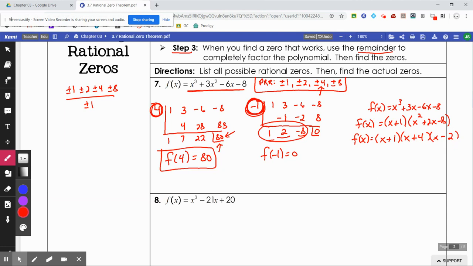And once I get to linear factors, guess what? Now I can find my zeros. My zeros of this function, set each of these factors equal to 0, because again, that's what you do in order to find an x-intercept. And your three x-intercepts are negative 1, negative 4, and positive 2. Look at your list. All three of those rational roots were on your list.